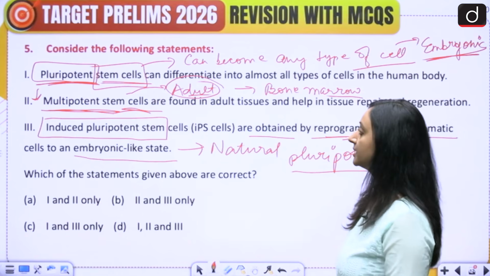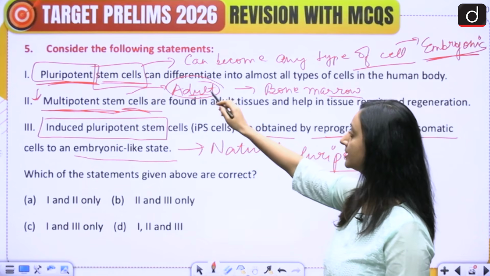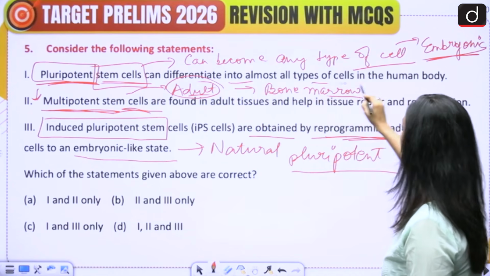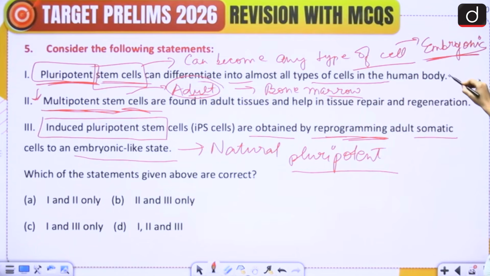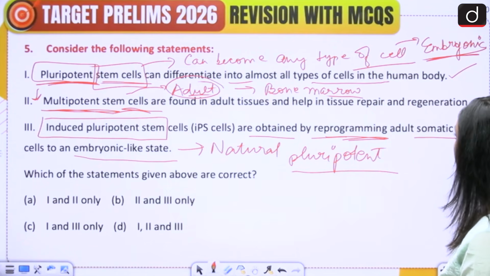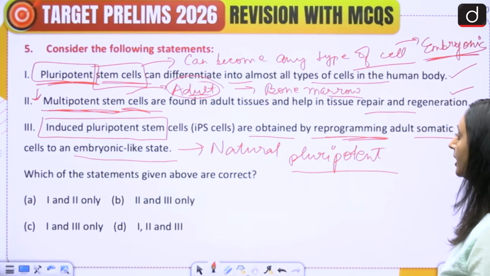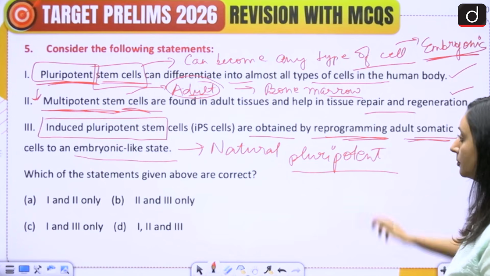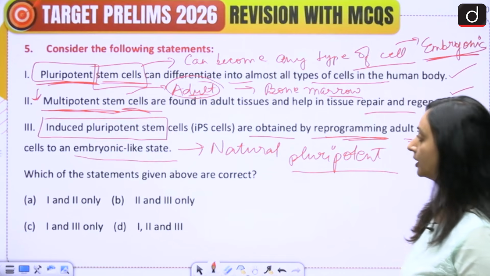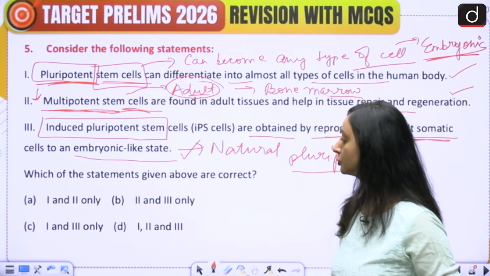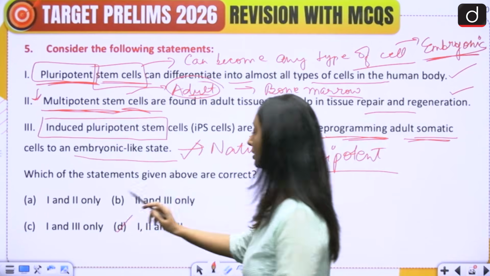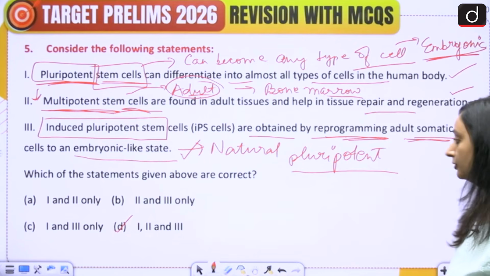Okay, so the first statement says that pluripotent stem cells can differentiate into almost all types of cells in the human body. Yes. Multipotent stem cells are found in adult tissues and help in tissue repair and regeneration. Yes. And the third one says they are obtained by reprogramming adult somatic cells into an embryonic-like state. Correct. So all the 3 statements are correct. Option D, 1, 2 and 3.